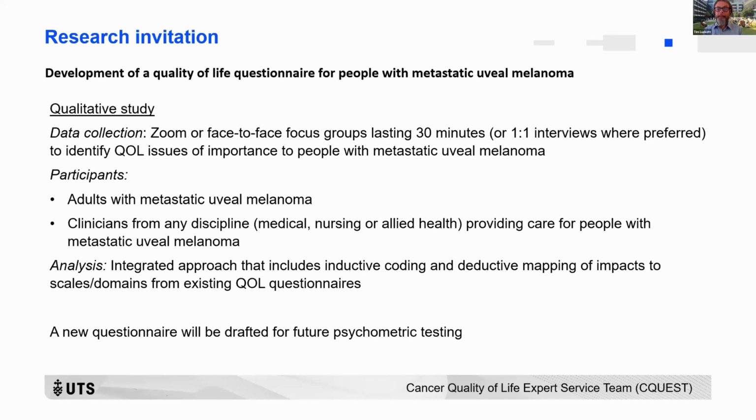It's going to be a qualitative study, face-to-face or Zoom focus groups. If we can get a critical mass in one place, we'll do it face-to-face. Otherwise, it can work quite well over Zoom, or one-to-one interviews, particularly for people who are living with metastatic uveal melanoma and would prefer to discuss this in a more private setting. I'm very happy to interview them on a one-to-one basis.